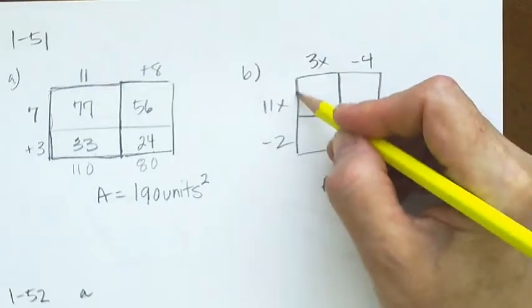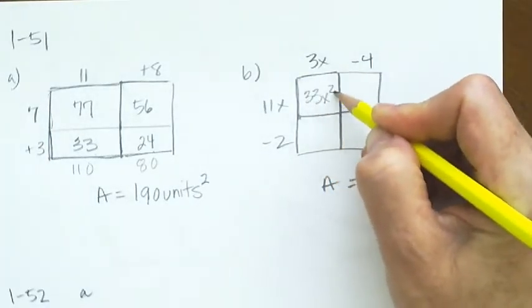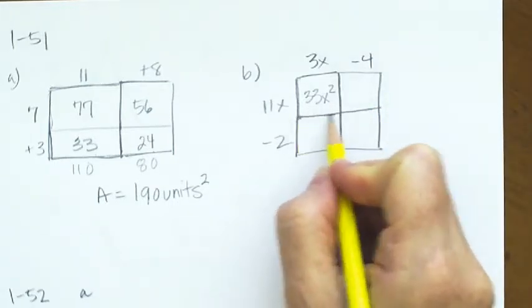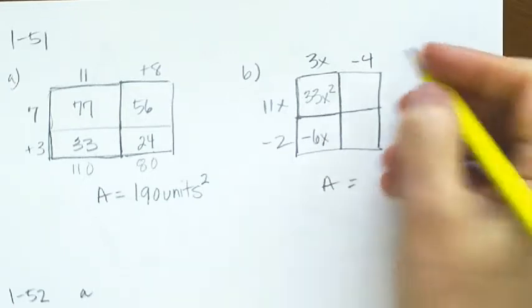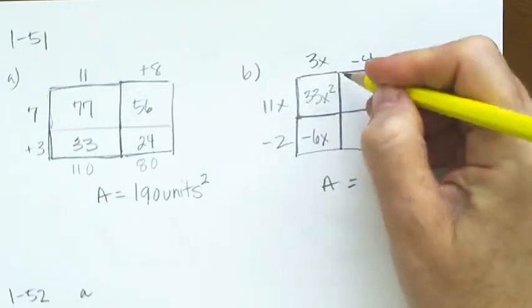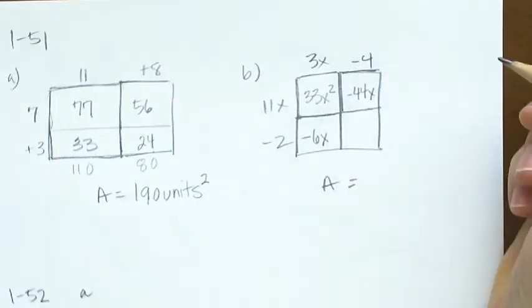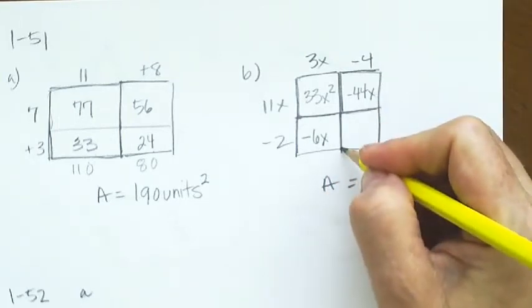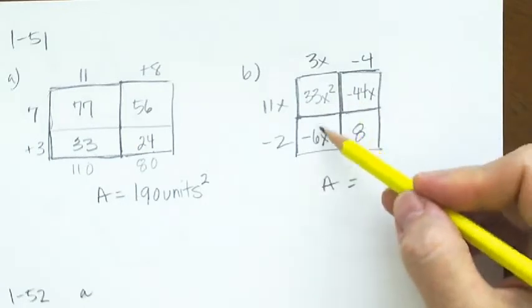Okay, length times width. 3x times 11x is 33x squared. -2 times 3x is -6x. -4 times 11x is -44x. And then -4 times -2 is +8. So that's the area of each part.